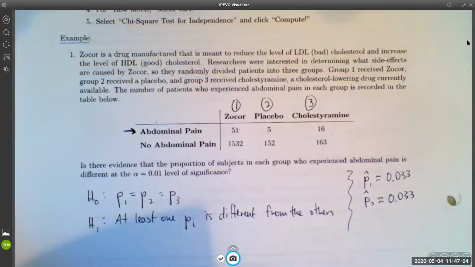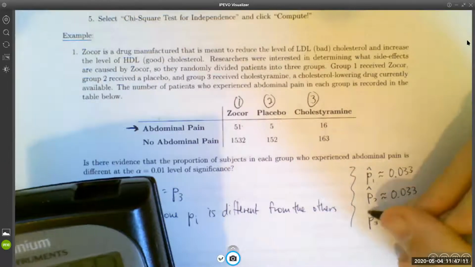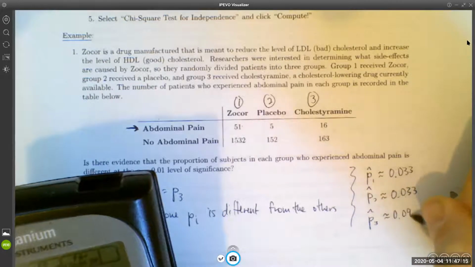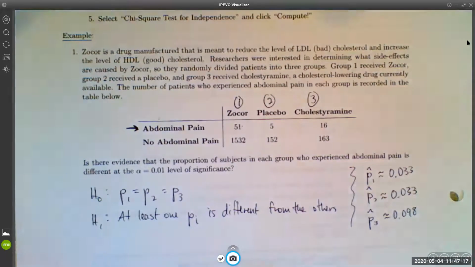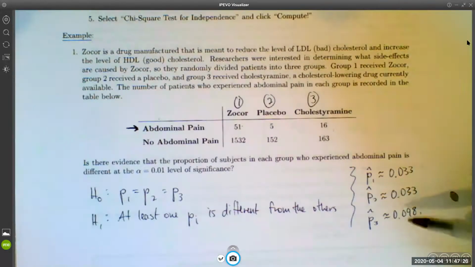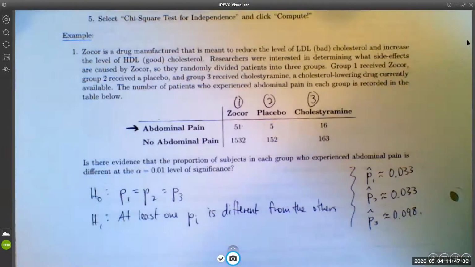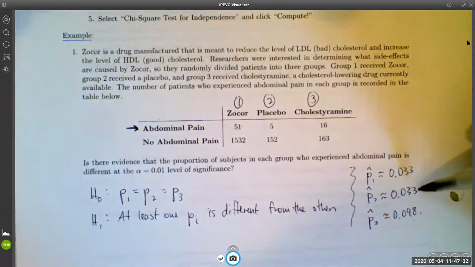And then for the cholesterol group, it would be 16 out of 163. And that comes out to 0.098, so like 9.8%. That is pretty different from the other two. I would guess that we're going to reject the null hypothesis here, and that it's the cholesterol that's causing the rejection, okay? Because I think that probably the Zocor and the placebo were pretty similar.